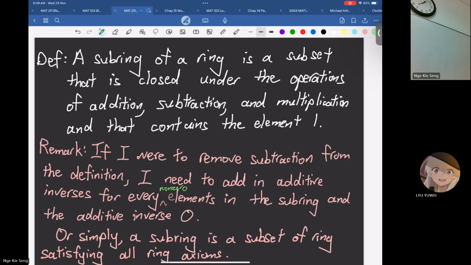Does it make sense? Not just non-zero, but sorry, every element needs an additive inverse, and 0 is its own additive inverse, right?